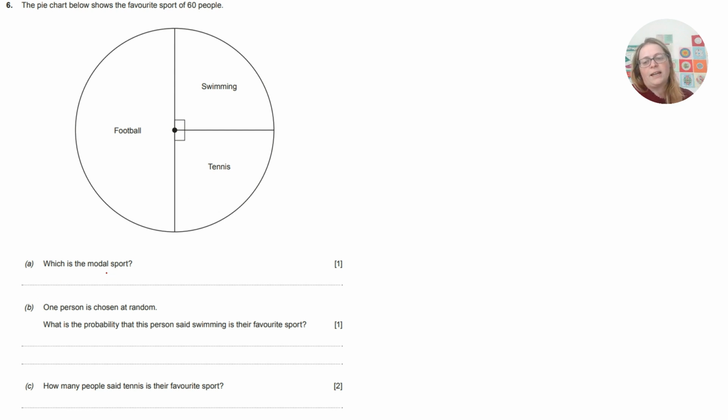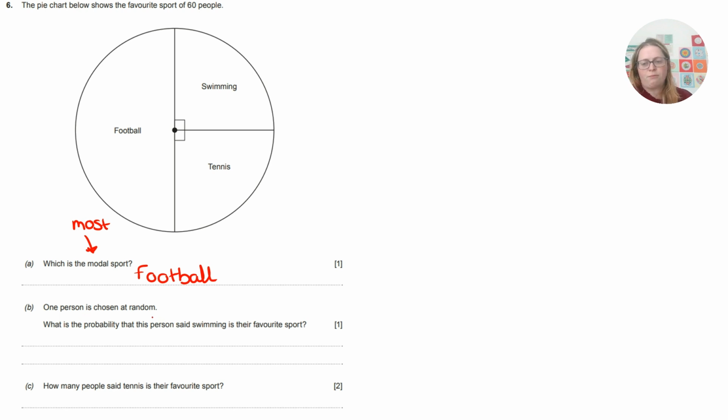The first question is looking at what is the modal sport? Well, the modal sport, that means the most. So what happens the most here? Now, we can see that football has the largest part, so we're going to write just straight up football. Nothing else is needed, just the word football.